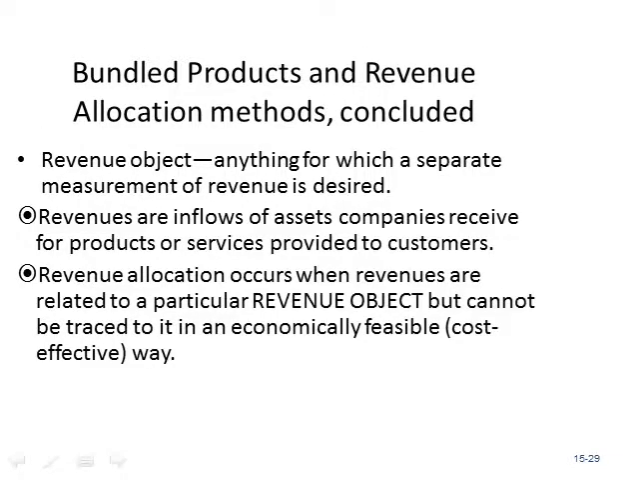Bundled products and revenue allocation methods involve a revenue object, which is anything for which a separate measurement of revenue is desired, and a bundled product, which is a package of two or more products or services that is sold for a single price, but whose individual components may be sold as separate items at their own standalone price.